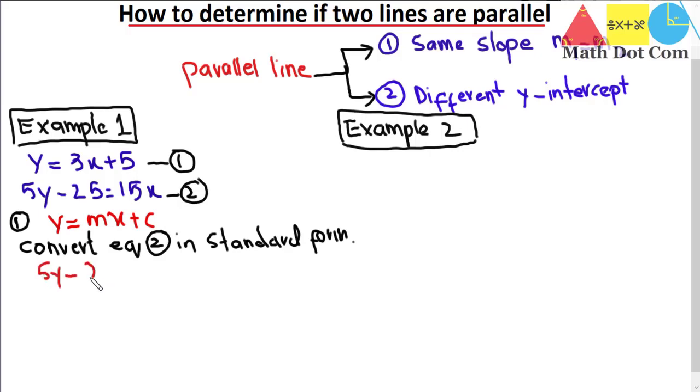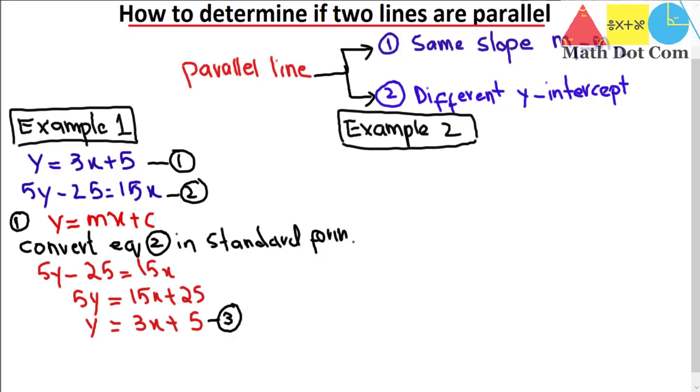5y minus 25 equals 15x. According to the standard equation y equals mx plus c, we have to keep y on one side of the equality and move the rest to the other side. So 5y equals 15x plus 25. To get y, we will divide by 5 on both sides according to the rule of math. So it will be y equals 3x plus 5. And now this will be equation number 3.